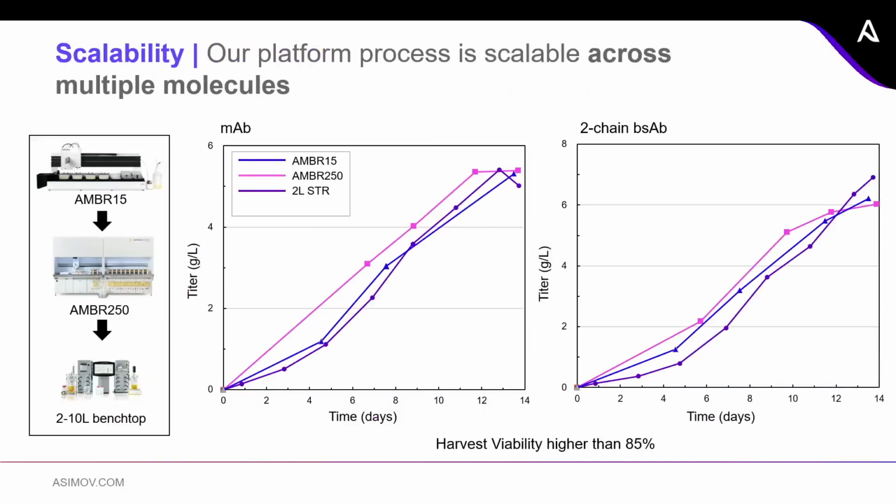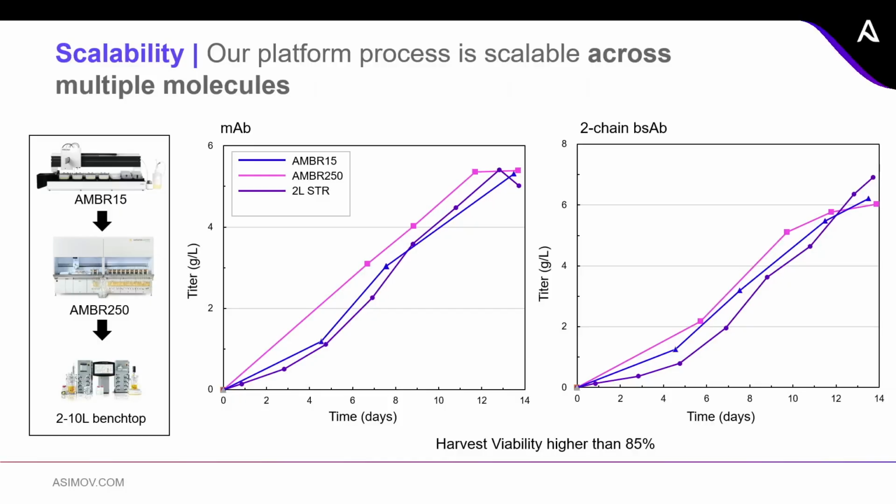So the first step is we wanted to understand, is this scalable across the 3 different bioreactor systems that we're using, so we can demonstrate that our cell line and capabilities are scalable. So we have here on the left a mAb, and on the right the 2-chain BsAb, and we have the titer over time. We have in blue the Ambr 15, in pink the Ambr 250, as well as the purple, the 2-liter stirred tank reactor.